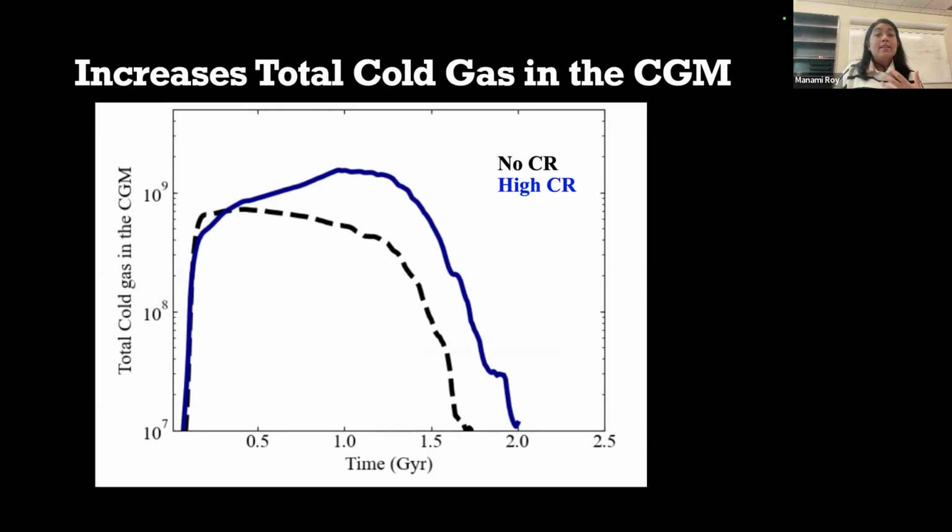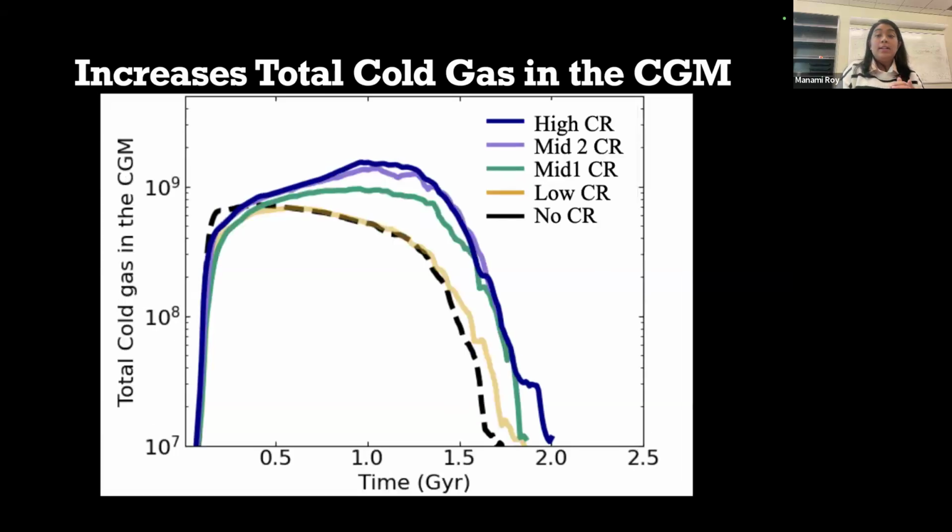So cosmic rays are not only making the cloud look different or grow differently, they are also contributing more cold gas to the CGM by enhancing the cloud mass and enhancing the cloud survival. And I already told you that this effect is also systematic. You can see as you make the cosmic ray higher and higher, you see this effect more.